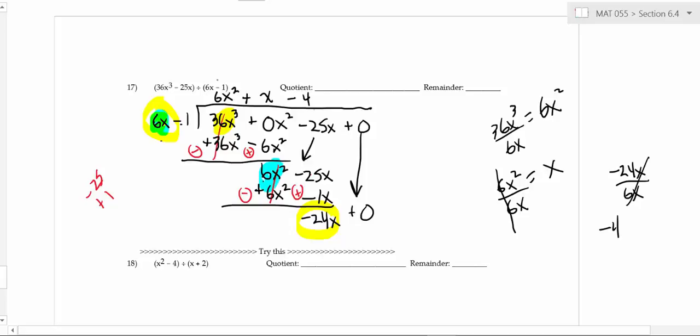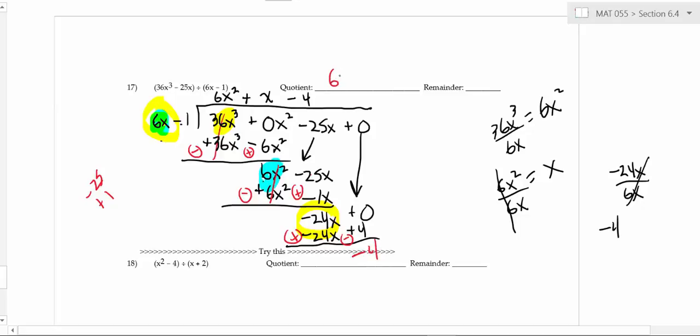And do you see how the exponents in the answer are going down? Second power, first power, number. They always will. That's the pattern that you're going to find on the problems. Now multiply. Negative 4 times 6 is negative 24x. Negative 4 times negative 1 is positive 4. Change the signs. So what is your remainder going to be? Negative 4.